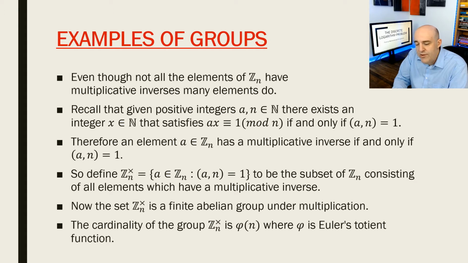So why don't we just restrict our attention to those particular elements? Let's define Zn cross, or people often write Zn star, to be all the elements a in Zn which have the property that the GCD of a and n is 1. Now, in fact, Zn cross will be a group under multiplication. The multiplicative identity is 1, and the cardinality of that group is going to be phi of n, where phi is Euler's totient function. Just remember, phi of n is the number of integers in the set from 1 to n which are relatively prime to n.